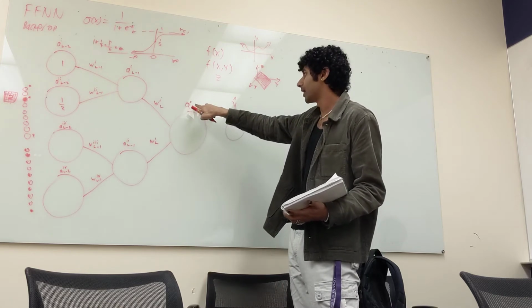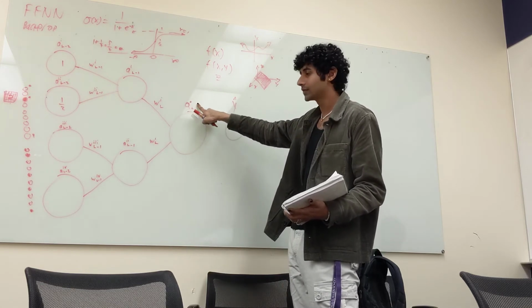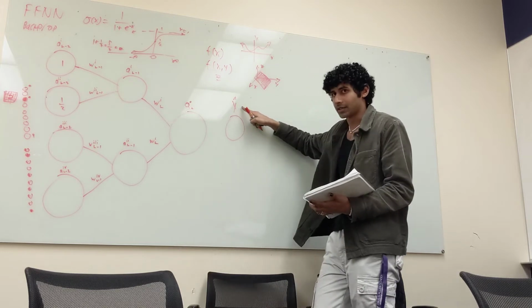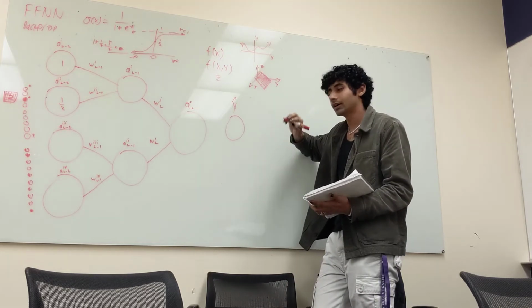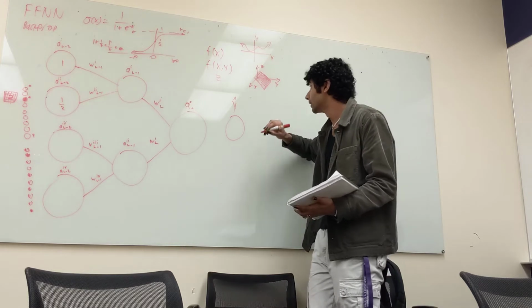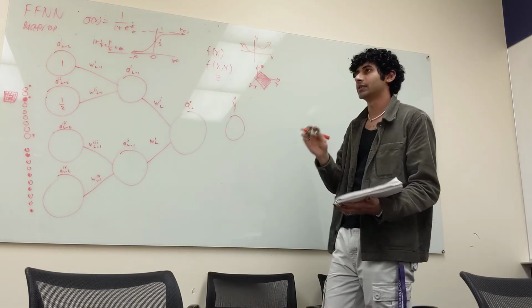So just keep that in mind that this is what the network gives us. This is what we want the network to give us. And for the purposes of this demonstration, I'll be doing a difference of squares.